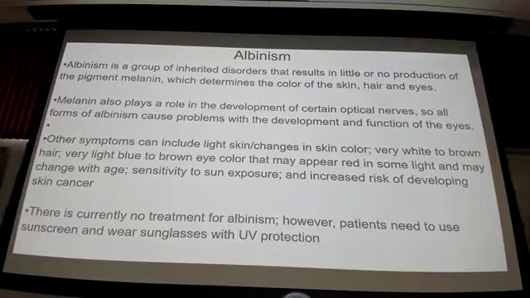Albinism, that is characterized by a lack of melanin, and that again is due to tyrosinase deficiencies, and so this is going to cause light skin, light hair, light eyes, and also vision problems, and so there's no cure for this condition, so you would want to ensure that your patients are taking care of their skin and eyes, UV protection mainly.